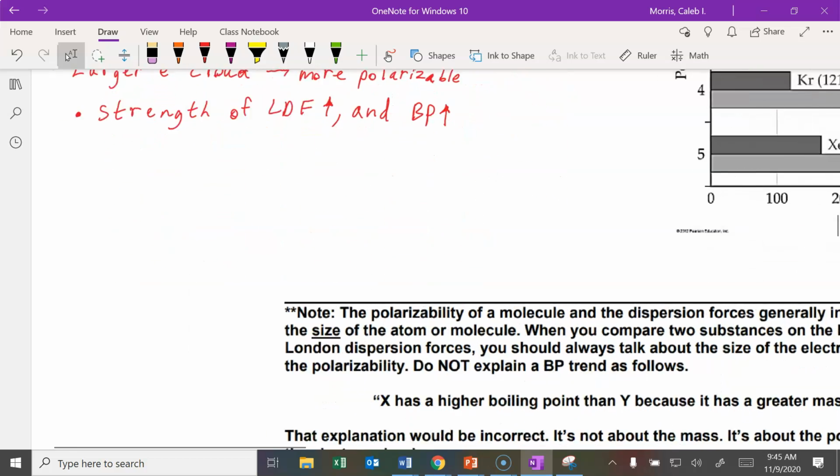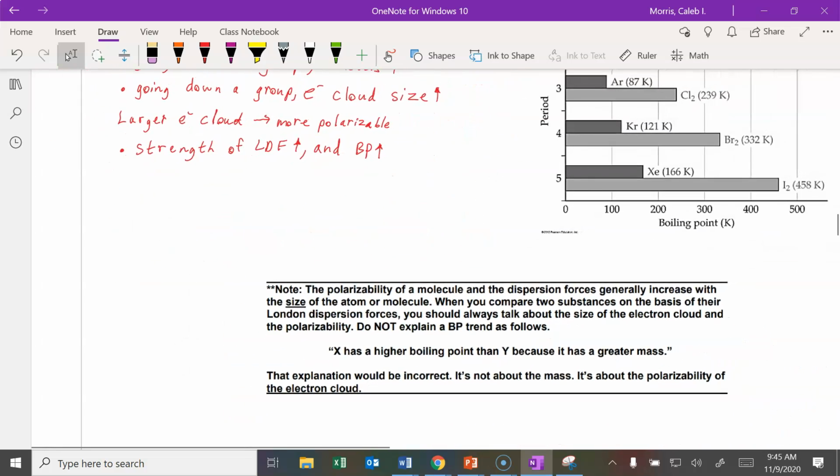We have a really important note down here. Note that the polarizability of a molecule and dispersion forces generally increases with the size of the atom or molecule. But when you compare two substances on the basis of their London dispersion forces, you should always talk about the size of the electron cloud and the polarizability. This is the key. Do not explain it like this: X has a higher boiling point than Y because it has a greater mass. That is incorrect. So don't do that.